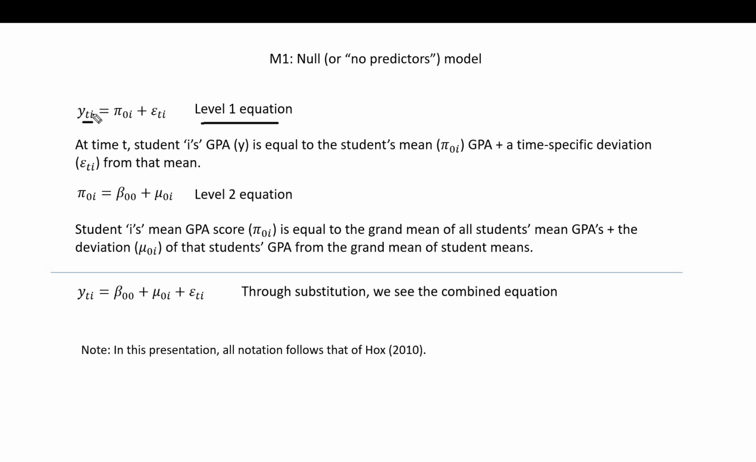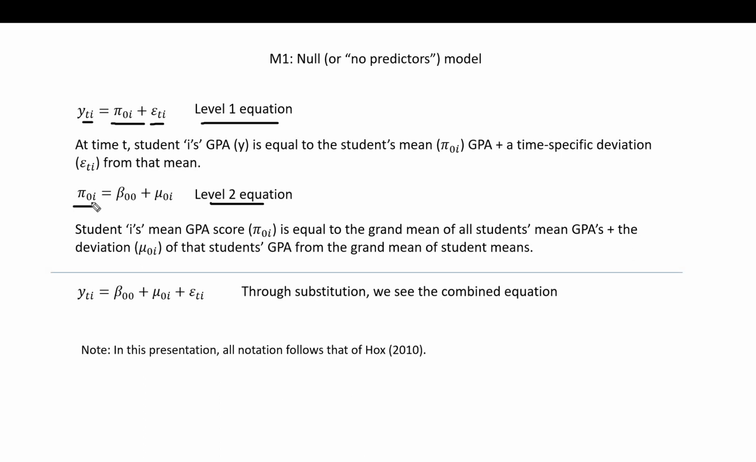In other systems you might actually see the i appear first and then the t, but this is how Hox presents it. So you basically have student i at time t in terms of GPA is equal to this pi 0i, and this is basically the average of a given student i's GPA across time. Then you've got plus epsilon ti, which is basically representing a time-specific deviation for student i from that student's mean.